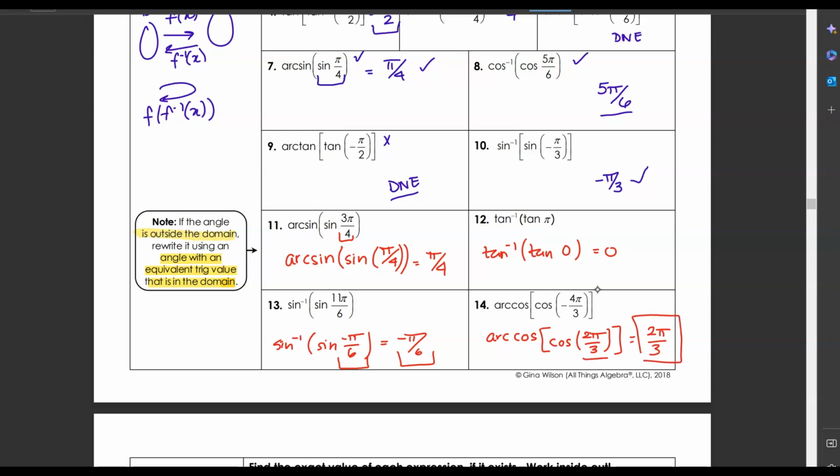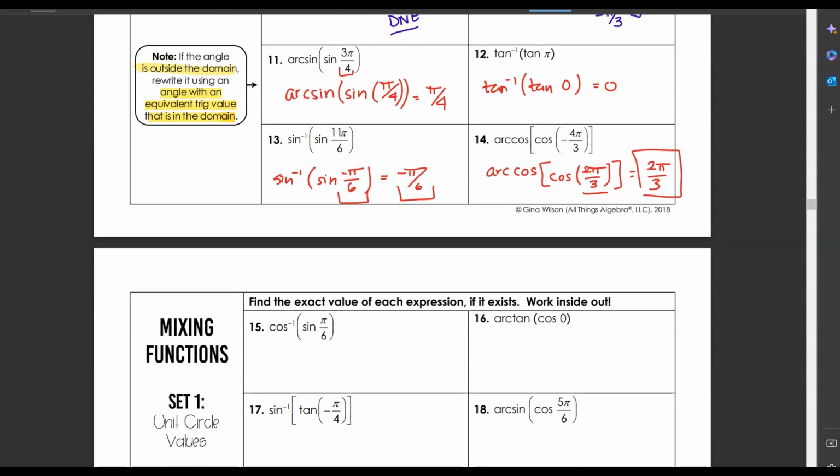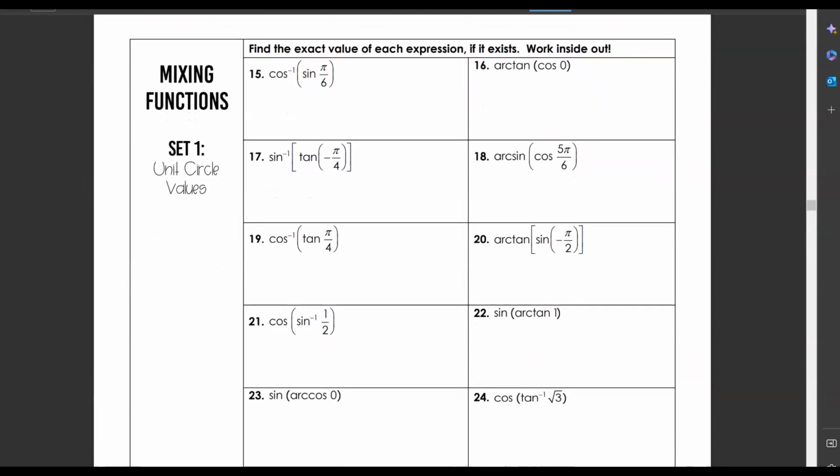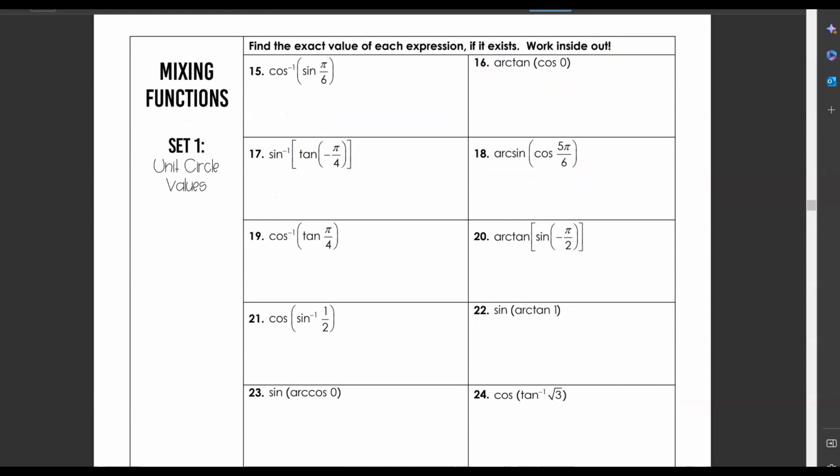Okay. All right, let's continue here. So we want to find the exact values of each trig expression if it exists. So looking here, we want to start off with sine of pi over 6, and then we want to be able to take the cosine inverse of that value. So what is sine pi over 6? So sine pi over 6, that's going to give us 1/2. So now we're looking at cosine inverse of 1/2.